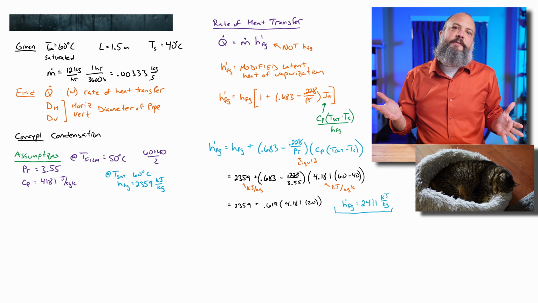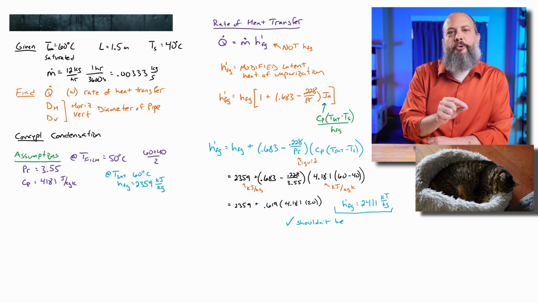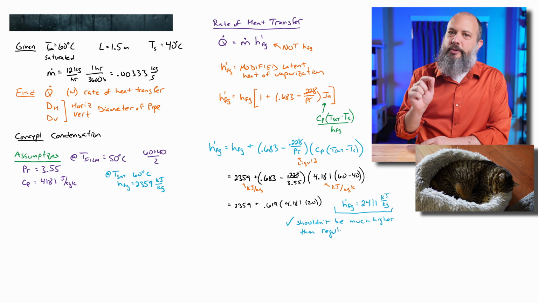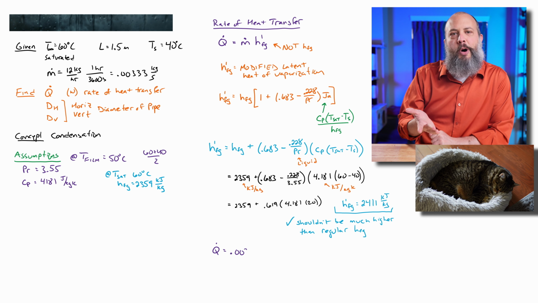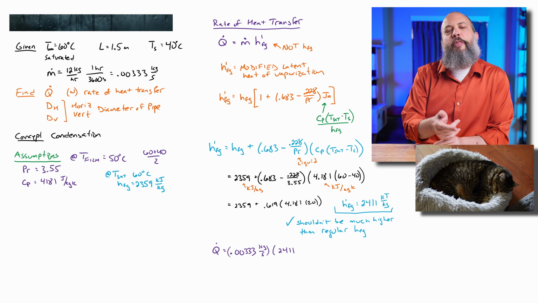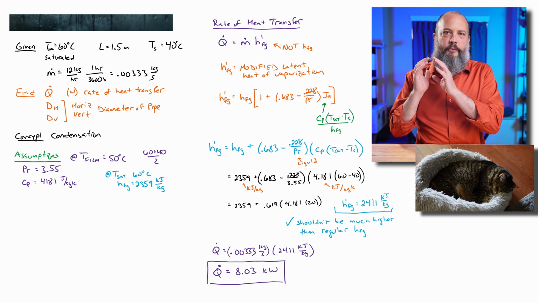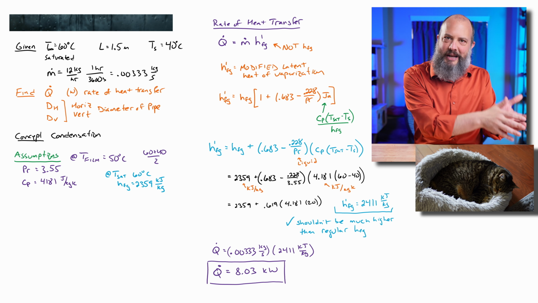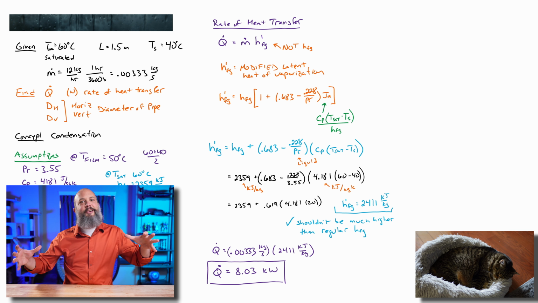So now we can plug in to find Q dot, which is the rate of heat transfer. We do the mass flow rate times hfg prime, the modified latent heat of vaporization, 8.03 kilowatts, or if we wanted that in watts, 8,030 watts. That is the amount of heat that is going from the steam to the pipe. And we're going to need that to find the surface area of the pipe.